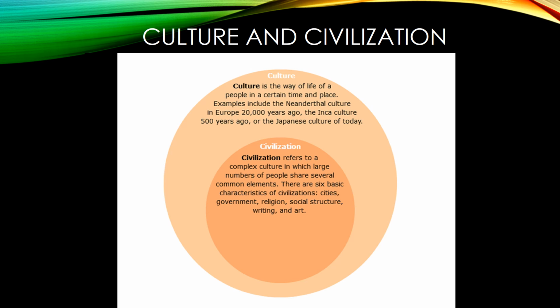So what we see is that within a culture, you're going to have a civilization. The culture is the larger overall scope. That's why it gets the bigger circle, encompassing civilization. Okay, so civilization is a smaller niche inside of culture itself. It will have different variances in those ways.